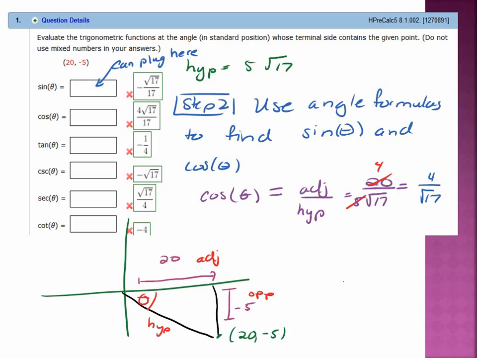Cosine theta is adjacent over hypotenuse. Let me back that up again. 20 over 5 square root of 17. We just put the numbers into place, and you see that you can reduce here. You get a slash out here too. So I'm left with 4 over square root of 17. And I can plug that directly into this blank over here. I can plug in 4 over square root of 17 into that blank, and it will accept it.